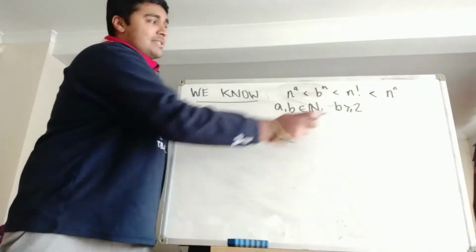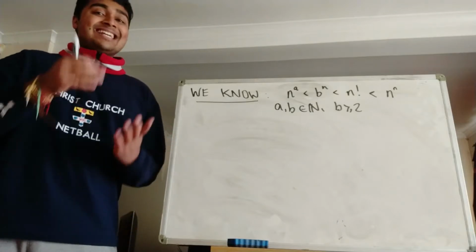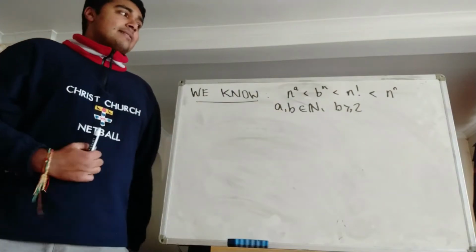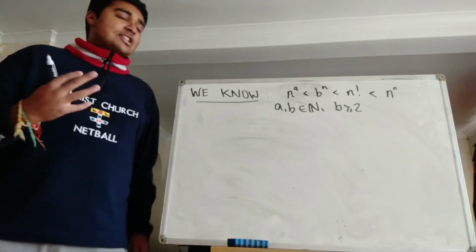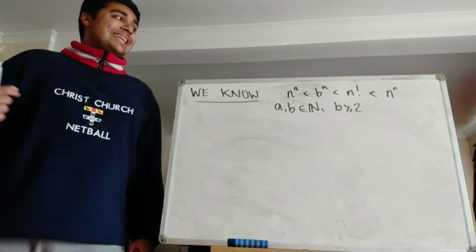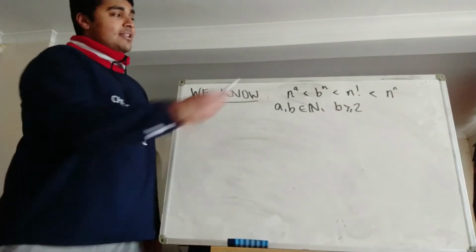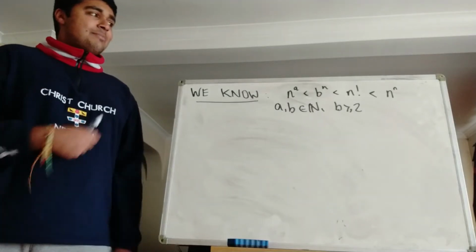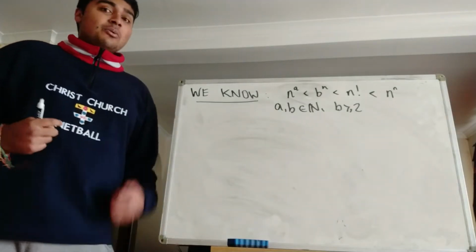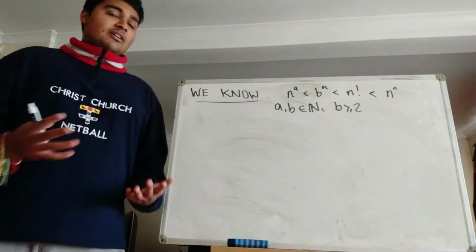Let's look at this next inequality here: b^n is less than n!. Again, if you give me some positive integer b, then there's a sufficiently large n such that b^n is going to be less than n!. And this last inequality doesn't have any a's and b's in it, but n! is less than n^n. Well, that's also true for sufficiently large n.